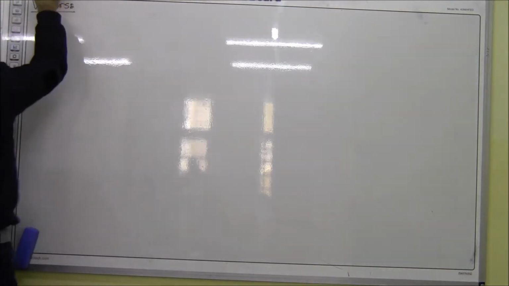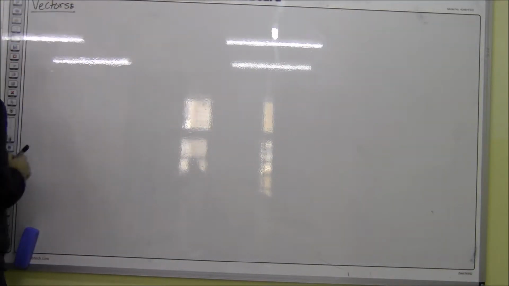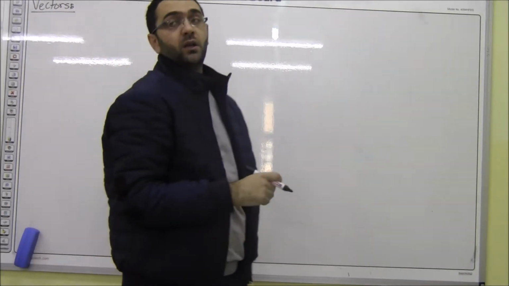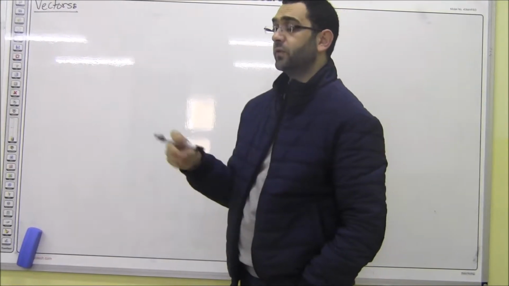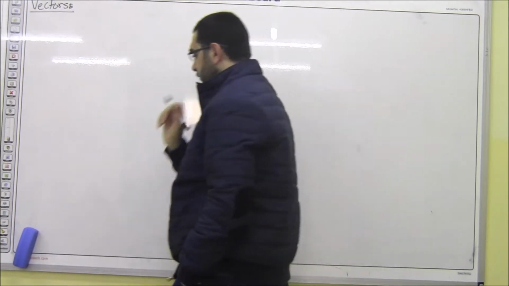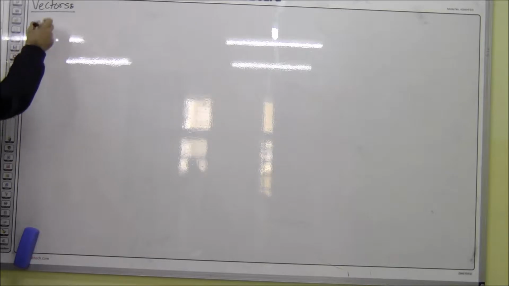This is Chapter 6, vectors. This is the last chapter. Similarly, we will make a formulation for the vector. First of all, before starting, we have to introduce what is meant by vector.